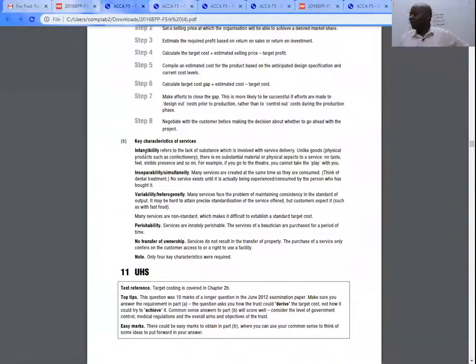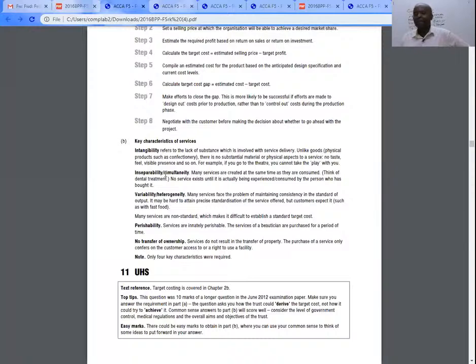Intangibility. Intangibility refers to the lack of substance which is involved with service delivery. Unlike goods, physical products such as confectionery, there is no substantial material or physical aspects to a service, no taste, feel, visible presence, and so on. For example, if you go to the theater, you cannot take the play with you. The normal theater, for movies, that's okay.